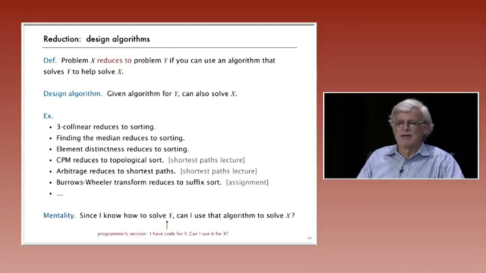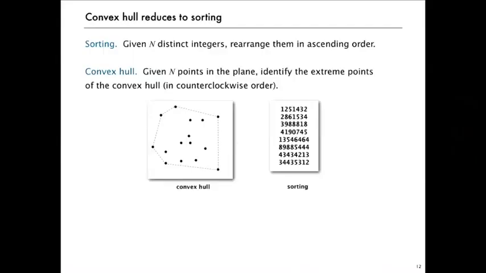So just the general mentality is, if I know how to solve Y and I have a new problem, can I use that to solve X? And every programmer does that, saying, well, I've got some code that solves Y, or I've got a library function that does Y. Can I use that to solve X? That's reduction.